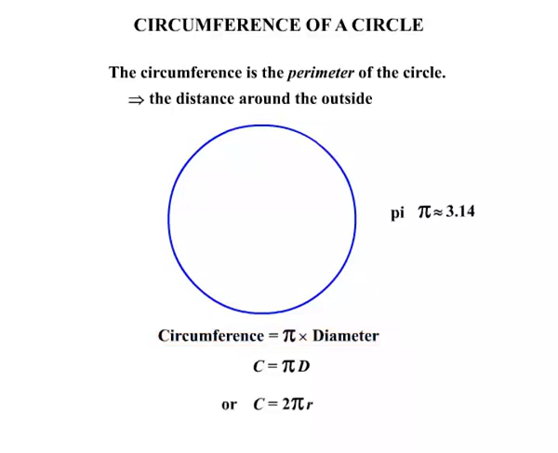The other formula we can use is c equals 2 pi r, where r is the radius. And this is the formula which we will most often use. So this is the one you need to commit to memory. C equals 2 pi r, the circumference of a circle.